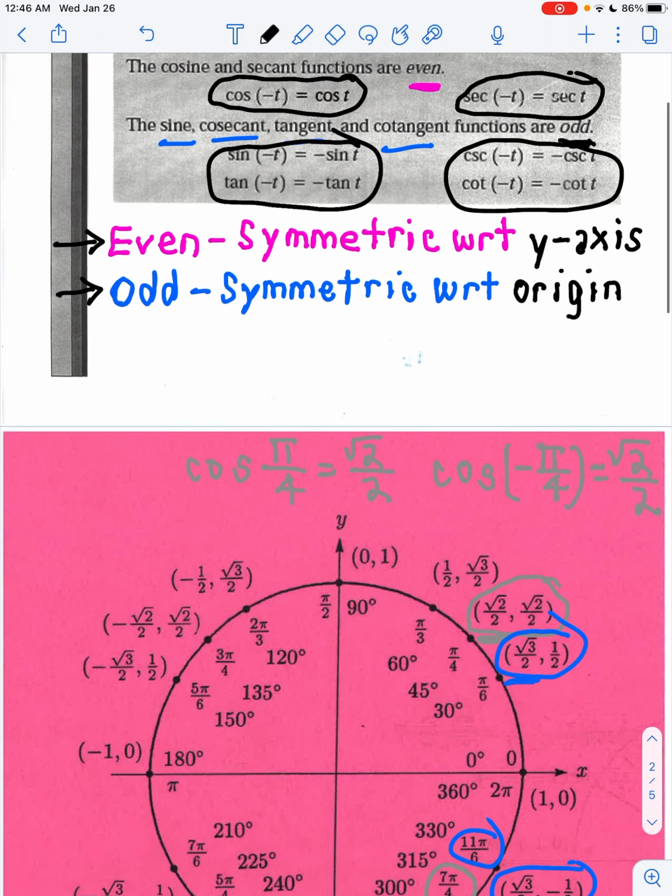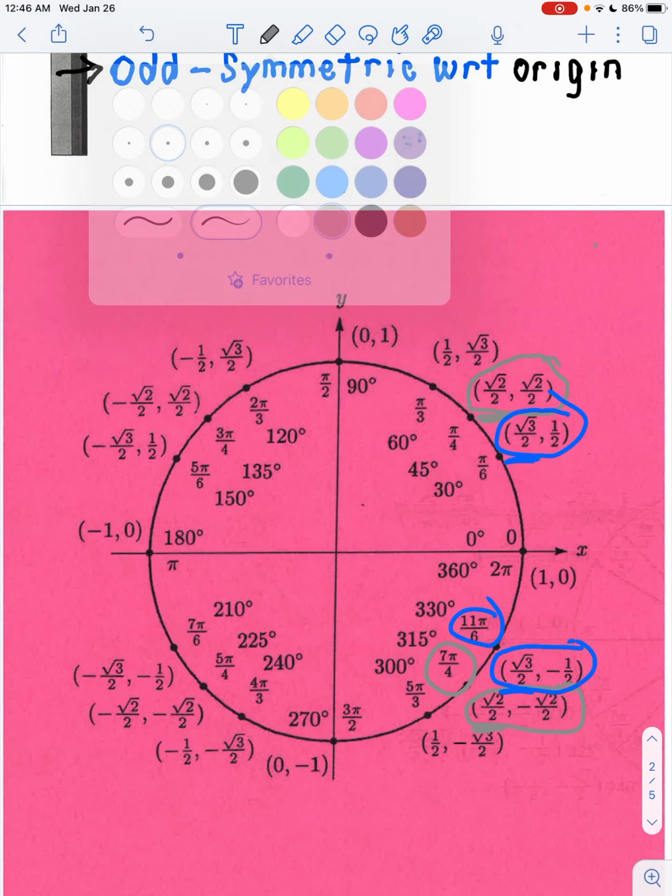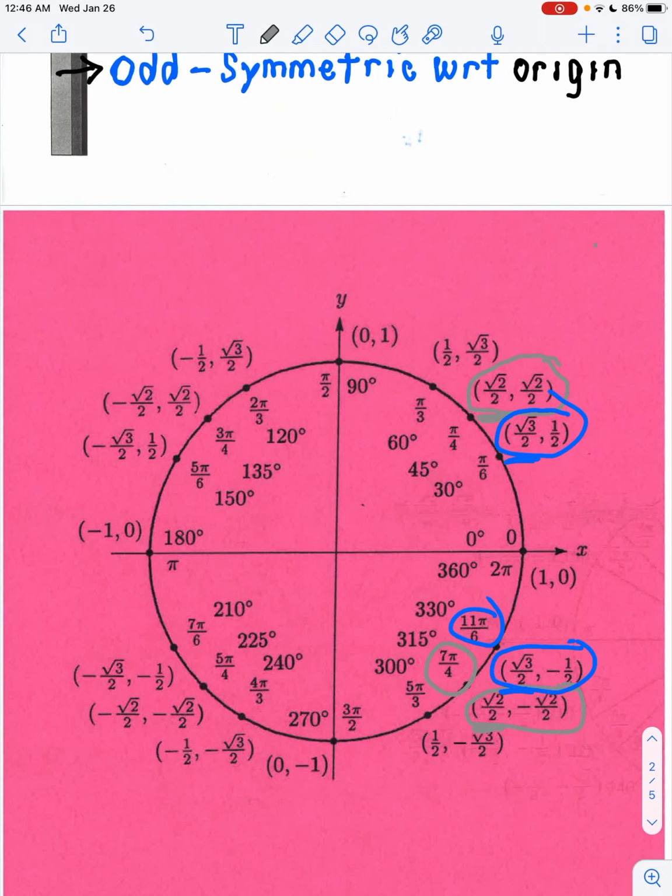So let's look at that below. Same thing, but we're going to erase that and now focus on the sine, which is just one of the odd functions. So if I take the sine of pi over 4, that, of course, is the y-coordinate of square root 2 over 2.